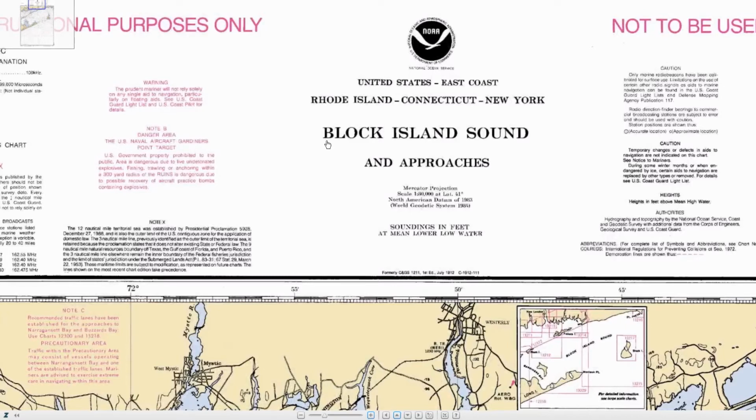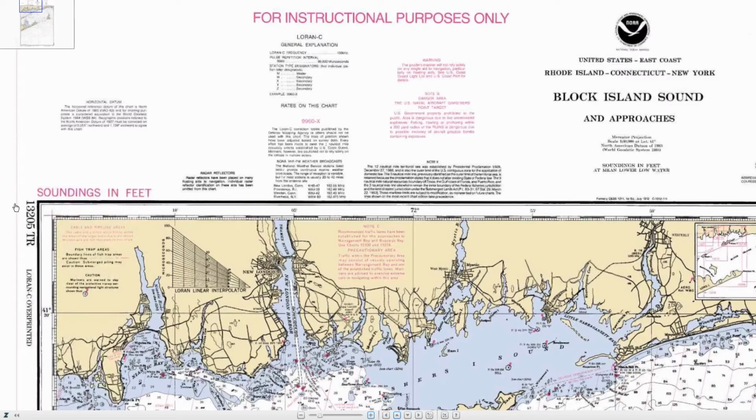So let's pull up the chart, and the first thing we're going to look for is the chart title block. And again, we can see this is the Block Island Sound and approaches. We can see that the soundings are measured in feet at mean lower low water. If we scroll to the left, we can see that again this is the 13205 training chart. We see also that the soundings are measured in feet in one of the locations there in red, soundings measured in feet.